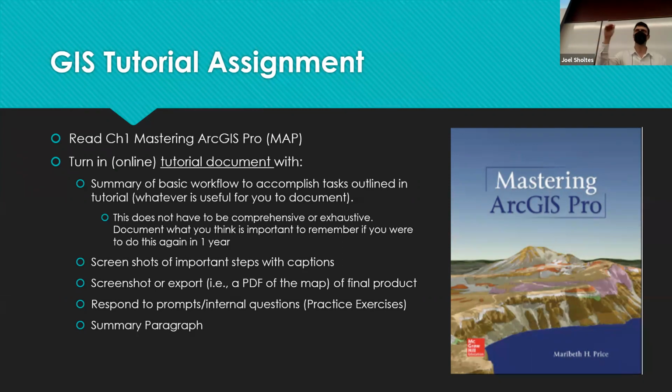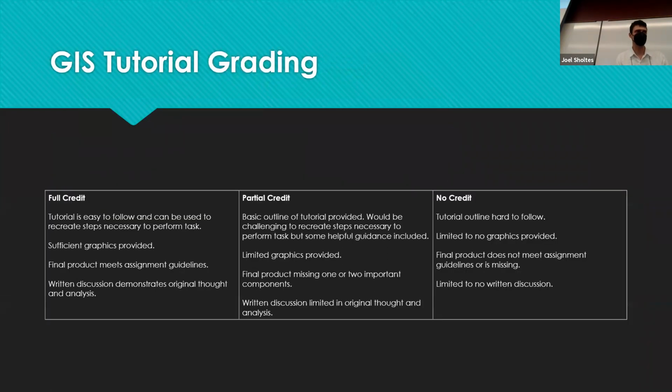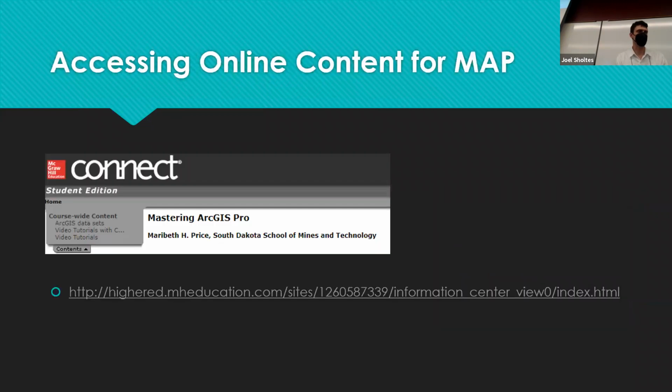So maybe there's 3 to 4 things that you do in a tutorial, and just take a screenshot at the end of each one of those major things. Include captions, so this is a screenshot of this data set that I did this thing to. One or two sentences for a caption. Then there'll be some prompts and questions along the way, and I've identified which ones to answer. You don't have to answer all of them. Then provide a summary paragraph at the end. Here's your rubric for tutorial grading, and I'll make sure this is on Canvas. So full, partial, or no credit.